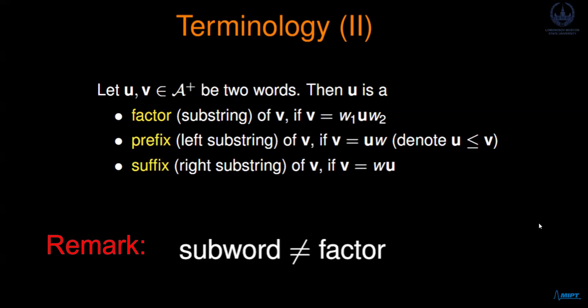Additionally, it's important to note a distinction that is often confused. A subword is not necessarily the same thing as a factor. The key difference lies in whether the components are contiguous within the word. A subword might not appear as a contiguous block, whereas a factor must.